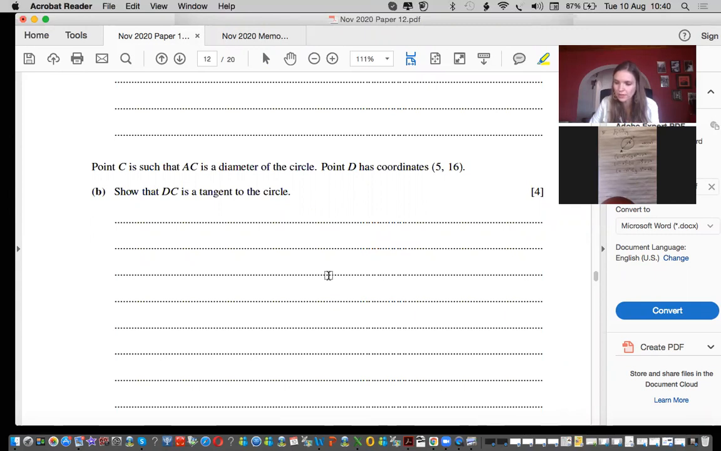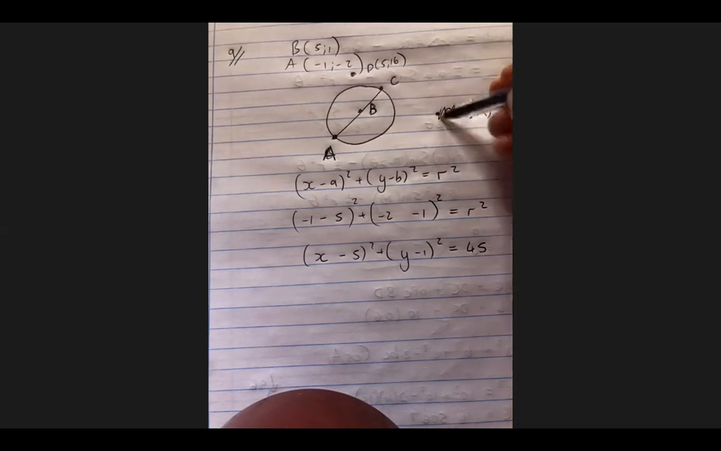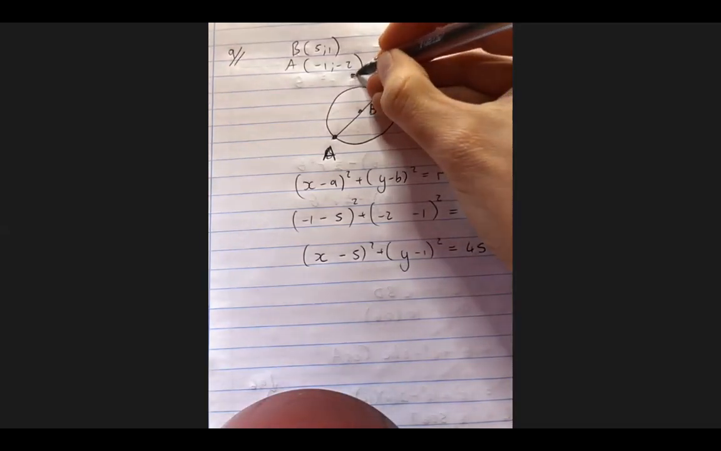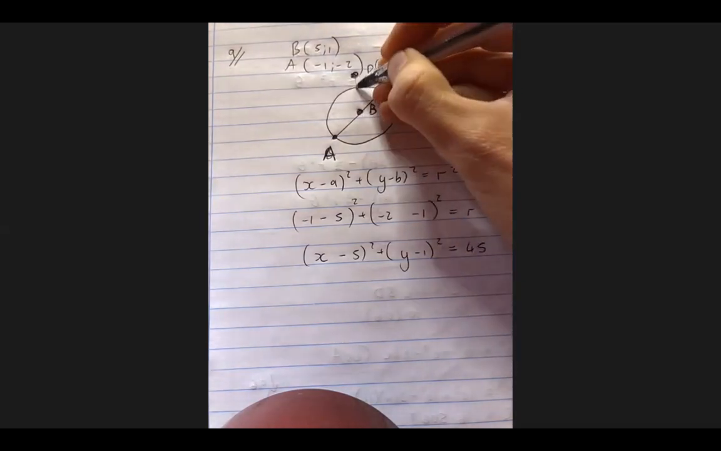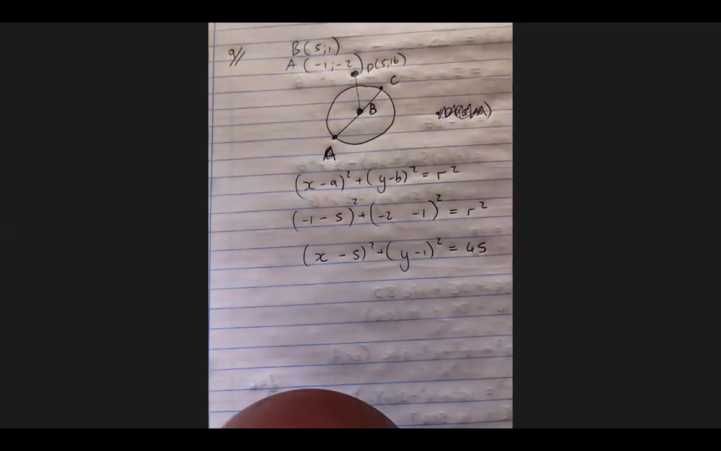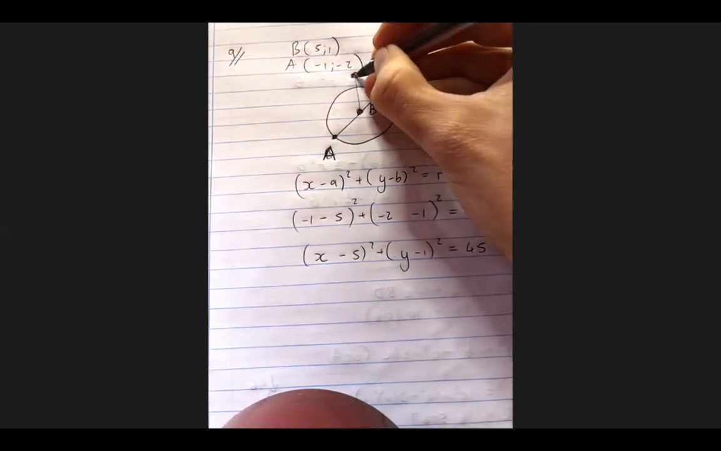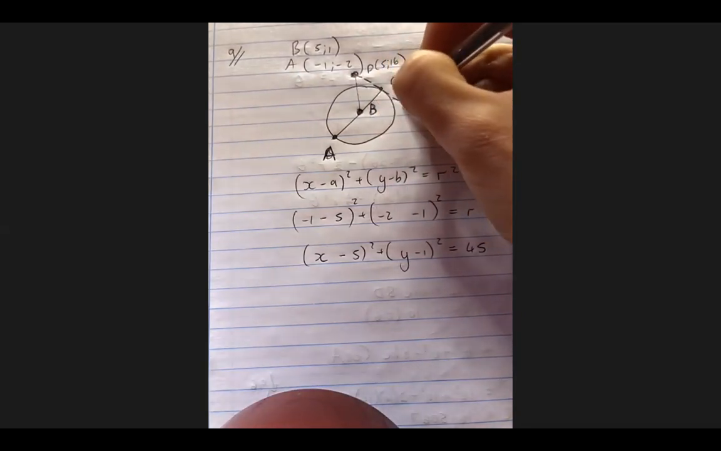I think B and C have the same x coordinate. Now maybe I shouldn't place it there. I'm going to place my D right above my B, like there. D is 5 and 16. Show that DC is a tangent. Okay, this could be interesting. Originally I thought I'd just put D there, but I want you to notice that this is 5 and 16, and this one was 5 and 1. So they are in line with each other. They want you to prove that this line is a tangent to the curve.